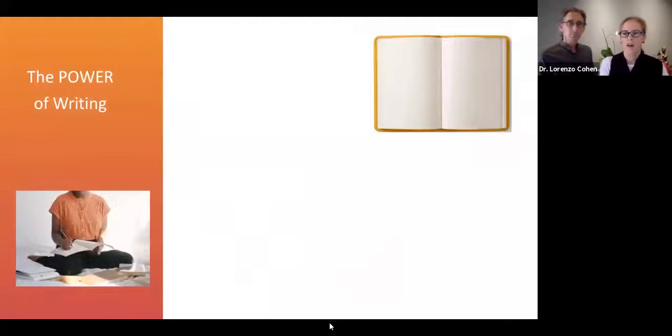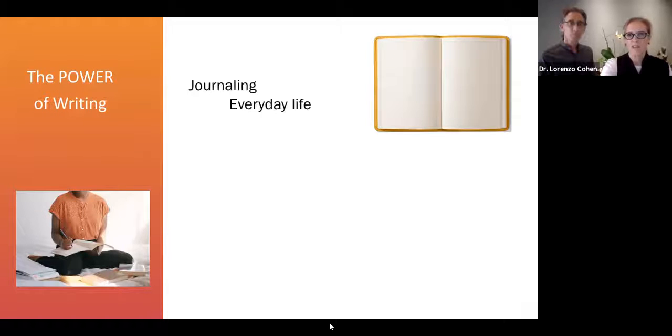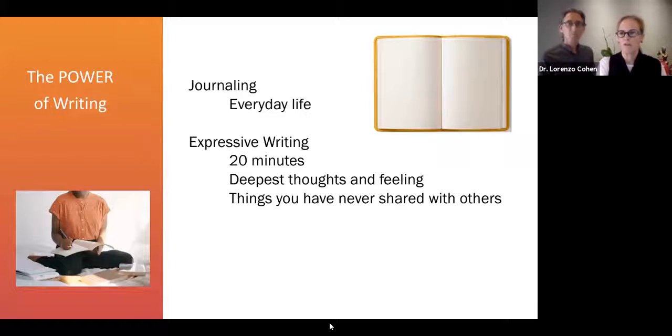So the power of writing, we wanted to spend a moment talking about this, because this is a very effective tool. It's very easy to do, and it requires no commitment on the part of signing up for anything. So there's journaling every day, which we know about, but where you can be really effective is with what's called expressive writing. And this is really 3 to 4 times that you would do this. You would spend 20 minutes doing it each time, and maybe, let's say, within a 10-day period.